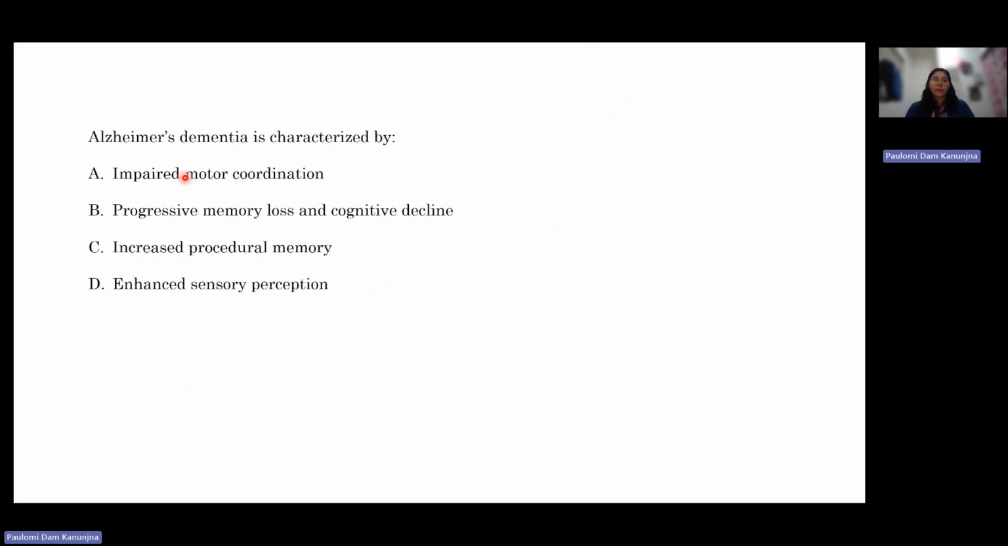Okay. Now, if we are talking about Alzheimer's dementia, which of these problems do you see associated with Alzheimer's? Do you see impaired motor coordination? Do you see progressive memory loss and cognitive decline? Do you see increased procedural memory, or do you see enhanced sensory perception? Two of these are very easy for us to rule out. But the other two, which one of these symbolizes Alzheimer's dementia, as the name dementia also suggests?